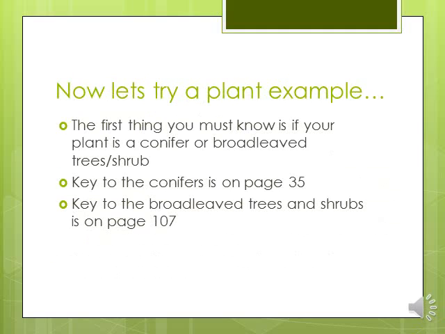So essentially your textbook Manual of Oregon Trees and Shrubs is just a large key to plants, and the first thing that you need to know for this book is whether your plant is a conifer or a broadleaf tree or shrub. If you're doing a conifer, you'll go to the key on page 35, and then the key to the broadleaf trees and shrubs is on page 107.